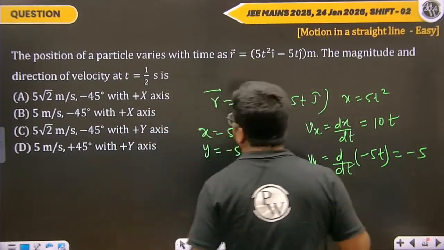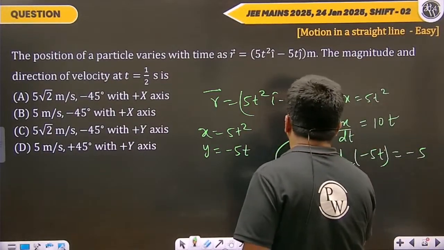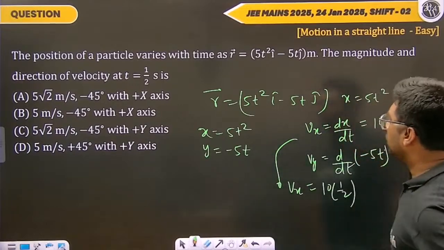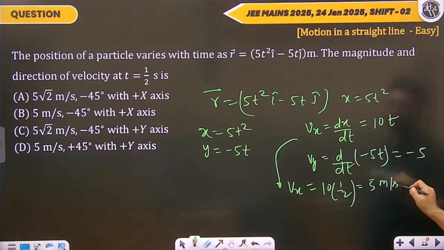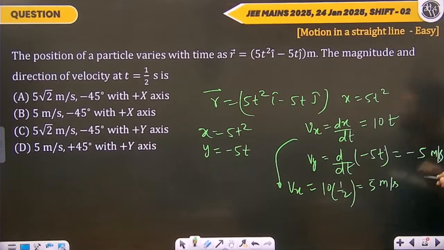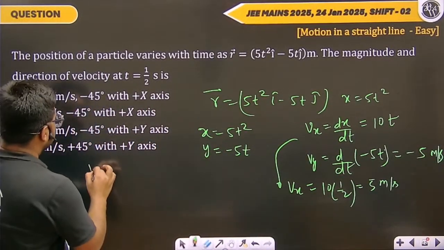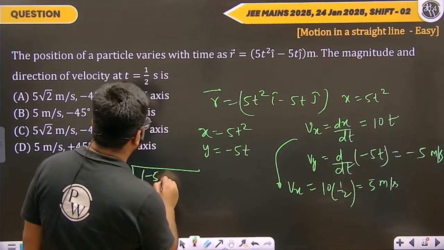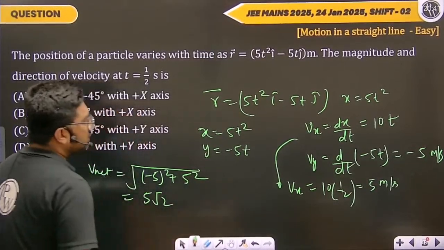The value of time is 1 by 2 seconds. So vx is 10t, t is half, so we can write 10 by 2. And this is minus 10 by 2. So it is 5 meter per second, and this is minus 5 meter per second. When we calculate V net, it becomes minus 5 square and this is 5 square, so 5 root 2.